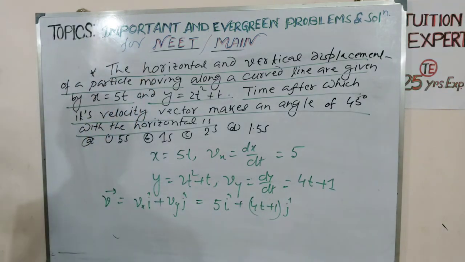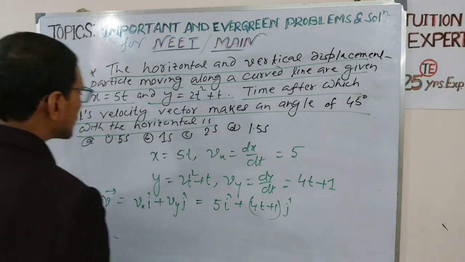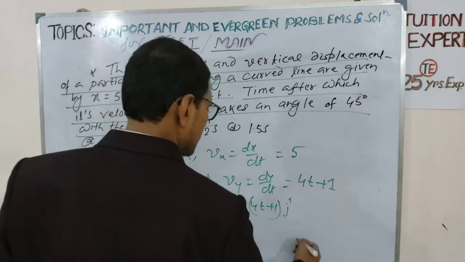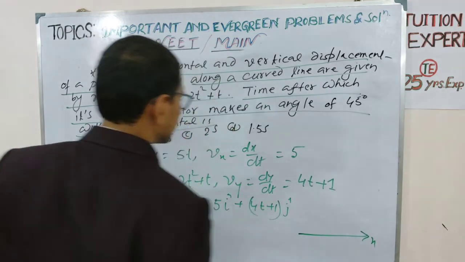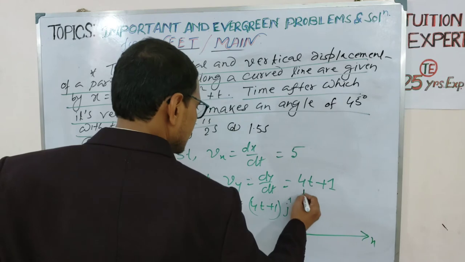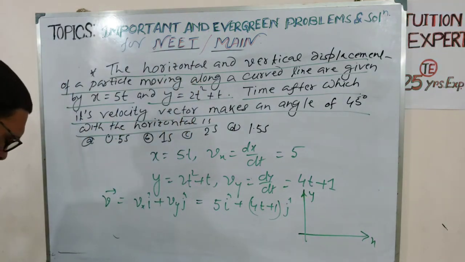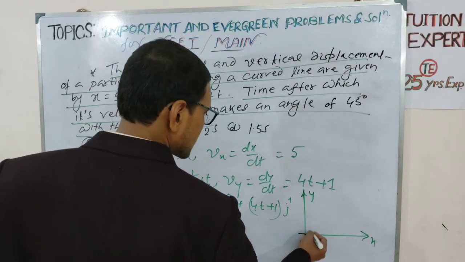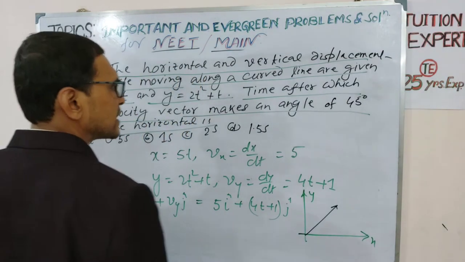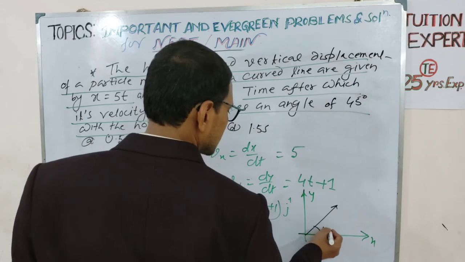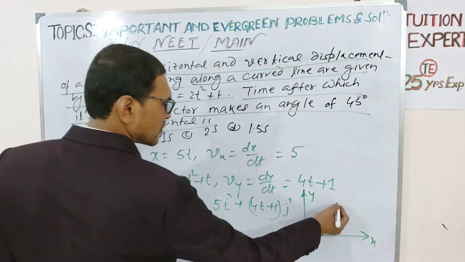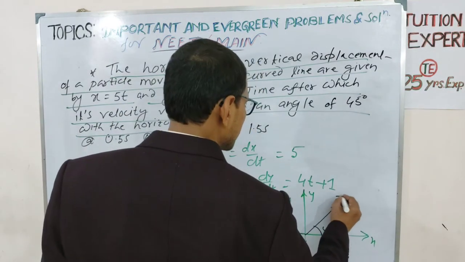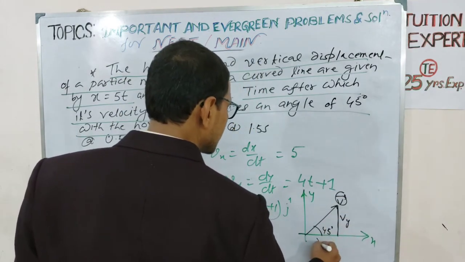Now here the velocity vector makes an angle of 45 degrees with the horizontal. The picture will be, suppose this is x and this is y. The velocity vector is suppose this, and it makes an angle of 45 degrees with the horizontal. This is 45 degrees. Now what is this? If this is velocity v, then this is vy and this is vx.